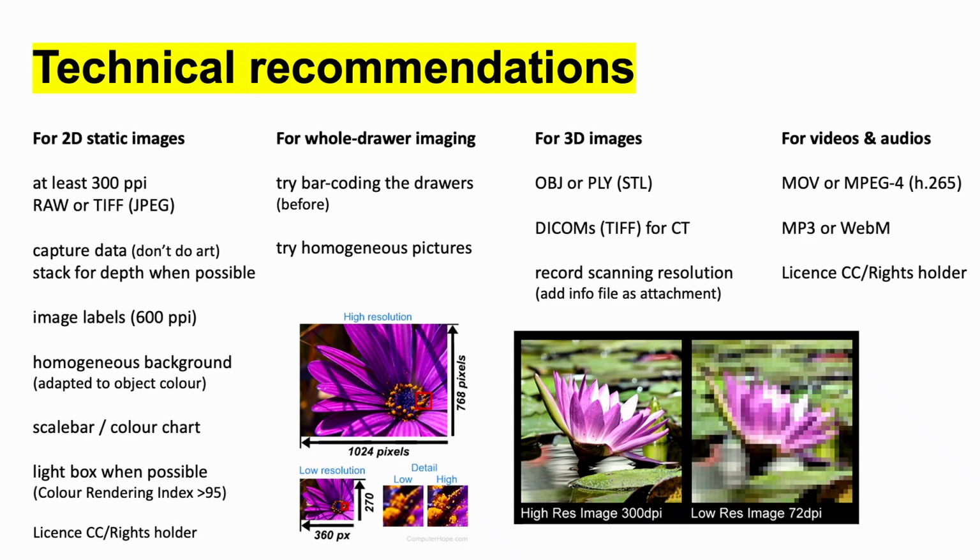For the labels, maybe you want a little more resolution, of course. You need a homogeneous background maybe, because sometimes you want to crop this data, so it's easier if your background is homogeneous. It's very basic things that I'm talking about here. You want to have a scale, maybe you want to have a color scale also. The light box is a nice solution, or LEDs. It's really cool. It's very easy, and it gives you a really nice picture.